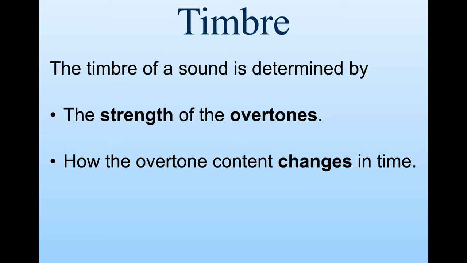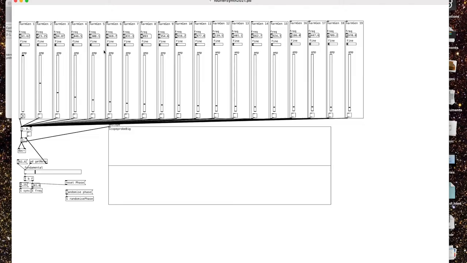How do we actually get timbre? Well, the timbre of a sound is determined by the strength of its overtones. Now, what are overtones? Overtones are the different waves that actually make up a sound, and they're all sine waves. They sound like this. Now, we can make every sound in the universe by adding up different sine waves.